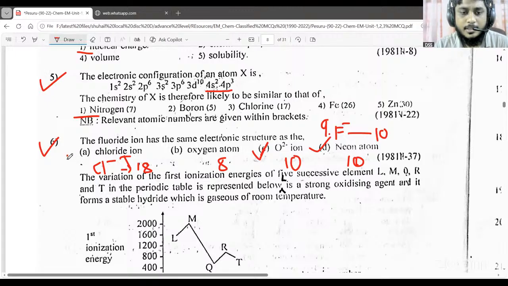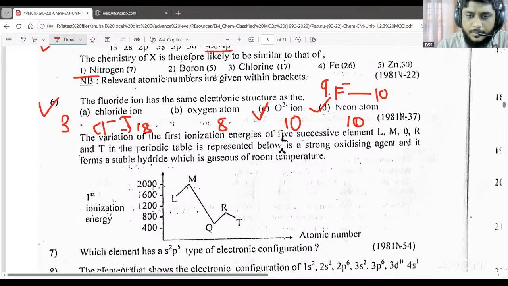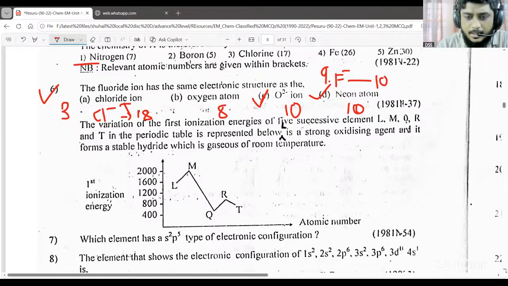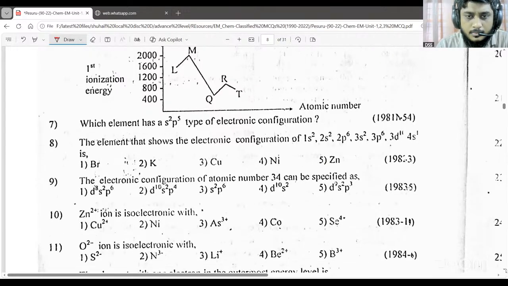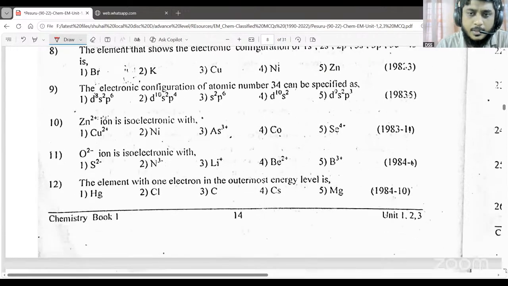So the answer should be the third one. Fluorine is ninth, not seven. Fluorine is 9, so F minus will be 10. Therefore, O2 minus will have 10 electrons. The neon atom also has 10 electrons. So C and D, the answer is the fifth one. First ionization we didn't do, therefore I'm not going to do that. We'll do it after completing the first ionization energy part.